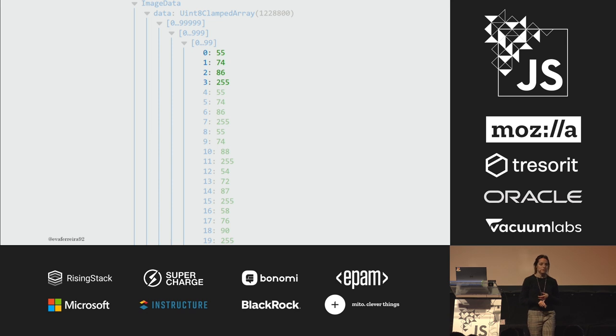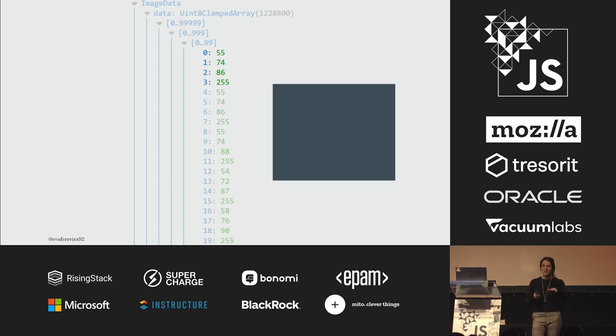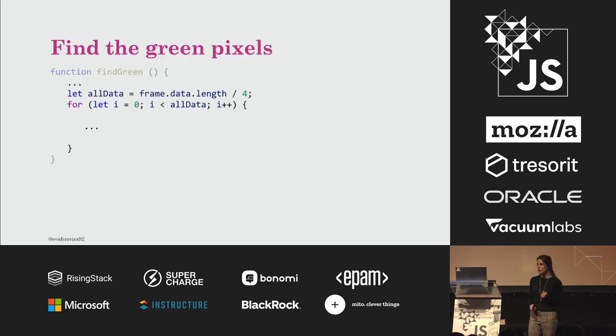So if we take a look at the first pixel, we get this value, which is equal to this RGBA. So how we get there is something like bluish, yeah, because it's 55 of red, 74 of green and 86 of blue. So it's kind of bluish and it's really dark because those are really low values, and the one of the alpha. So let's go through all that data and let's find the green pixels.